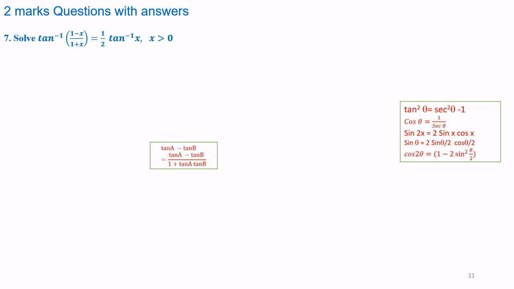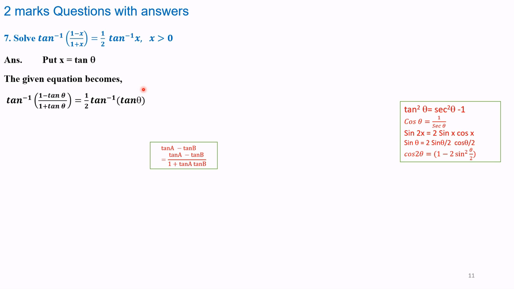Next question. Solve tan inverse of 1 minus x divided by 1 plus x is equal to half tan inverse of x, for all x greater than 0. Put x is equal to tan theta. So the given equation becomes tan inverse of 1 minus tan theta divided by 1 plus tan theta, that is equal to half of the right hand side, tan inverse of tan theta.